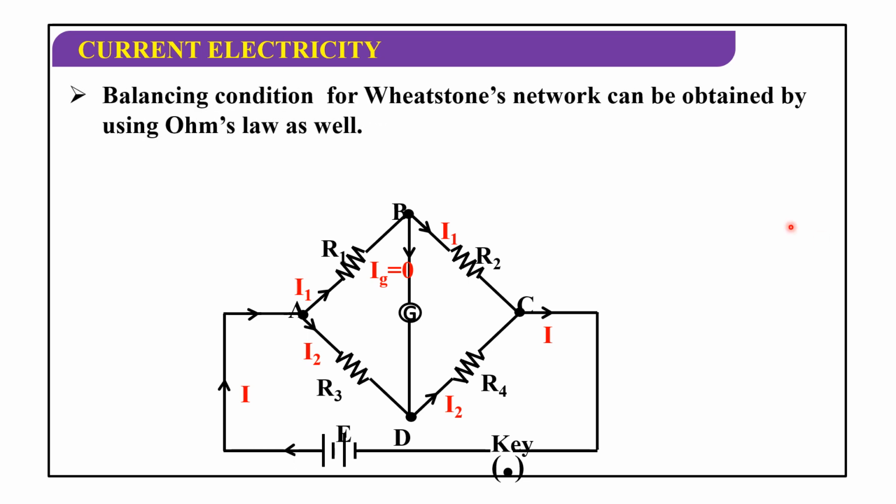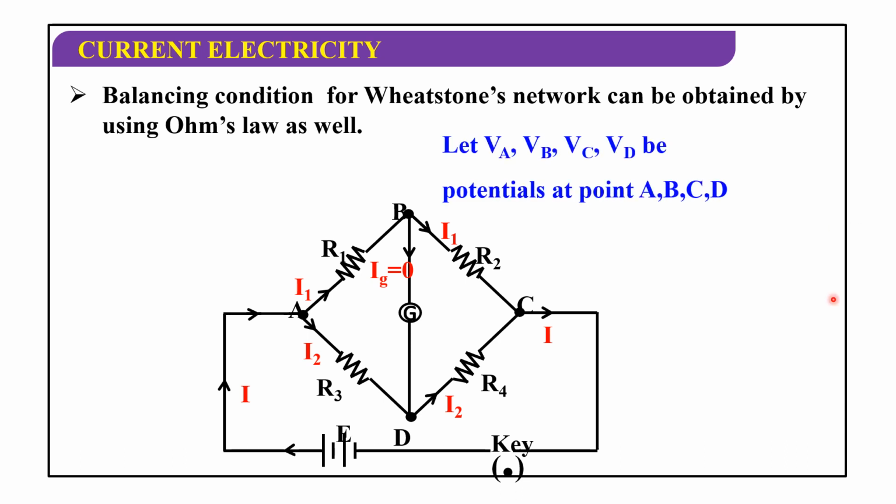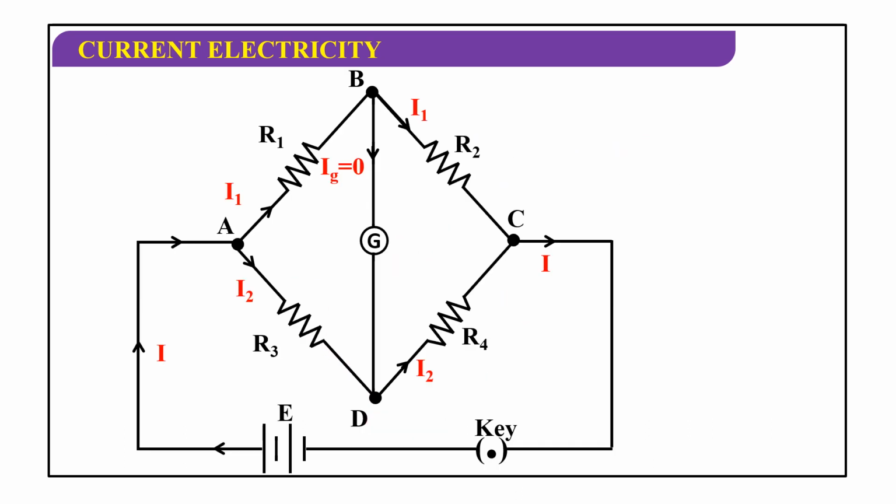Balancing condition for Wheatstone's network can be obtained by using Ohm's law as well. Let VA, VB, VC, and VD be the potentials at points A, B, C, and D. Now, we know VB is equal to VD because IG is 0. So minus of VB is equal to minus of VD. Remember, the potential at B and potential at D are same.